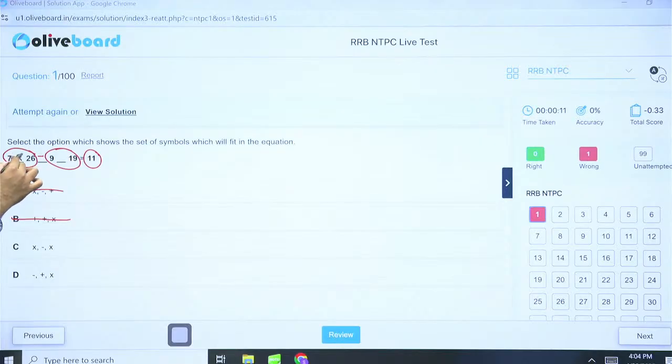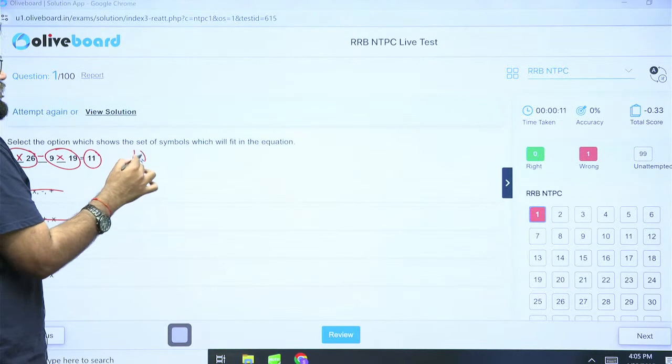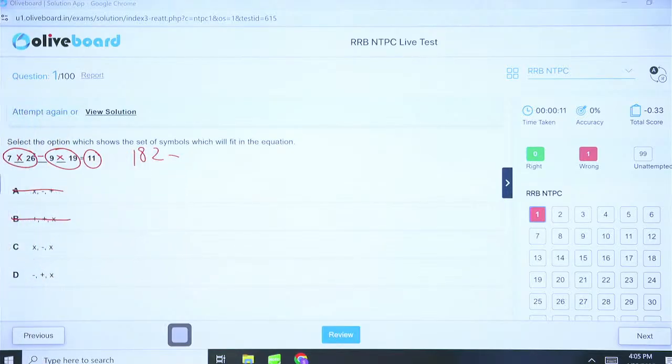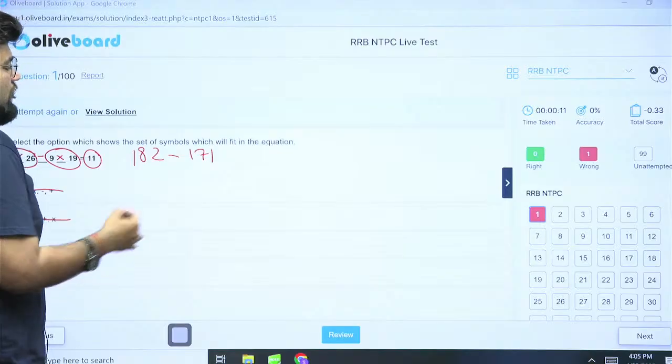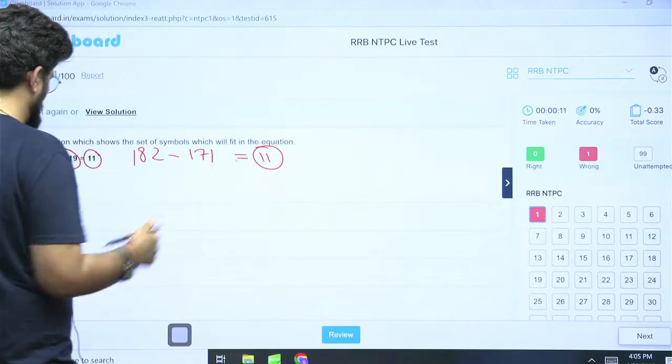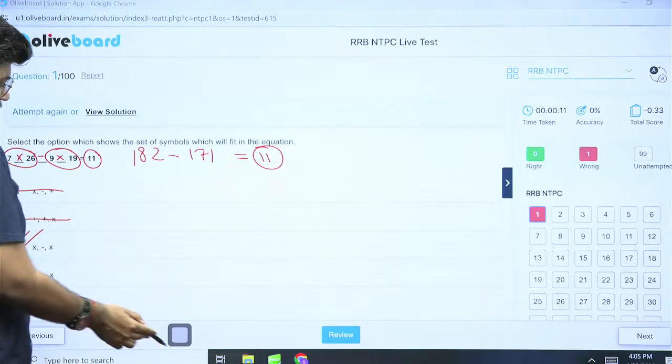Now, you multiply both of them and subtract them. So 7 into 26 will be how much? You can simply multiply 7 with 20 to get 140, 7 with 6 to get 42. 140 plus 42 is 182. Minus 9 into 19, we all know it is 171. So how much is the answer? The answer is 11. So option C is the correct answer.